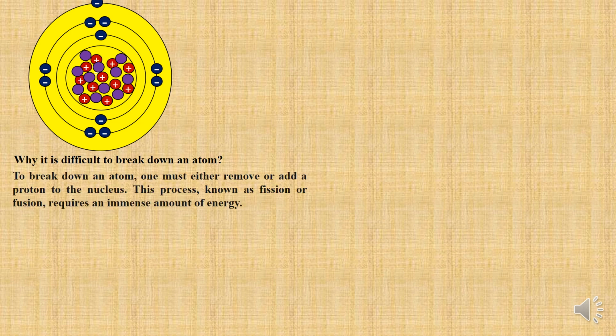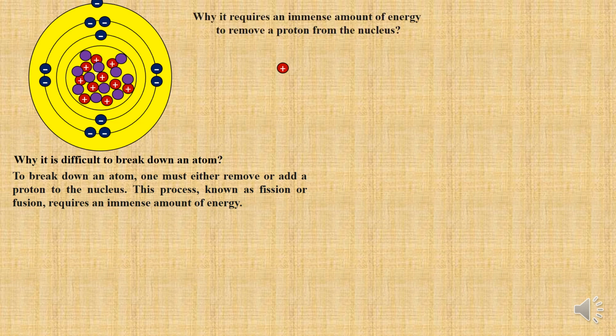To break down an atom, one must either remove or add a proton to the nucleus, and this process, known as fission or fusion, requires an immense amount of energy. Now you may ask me why it requires an immense amount of energy to remove a proton from the nucleus.